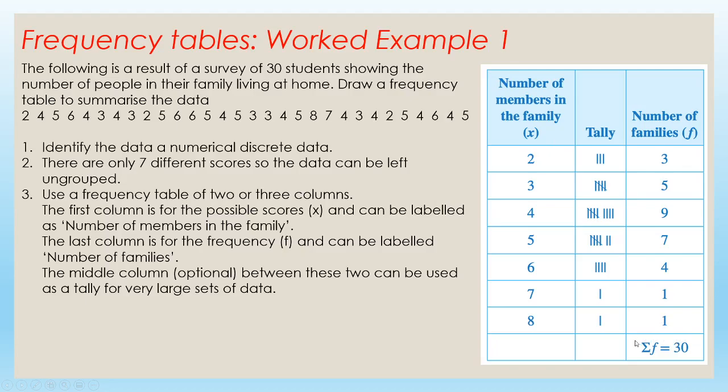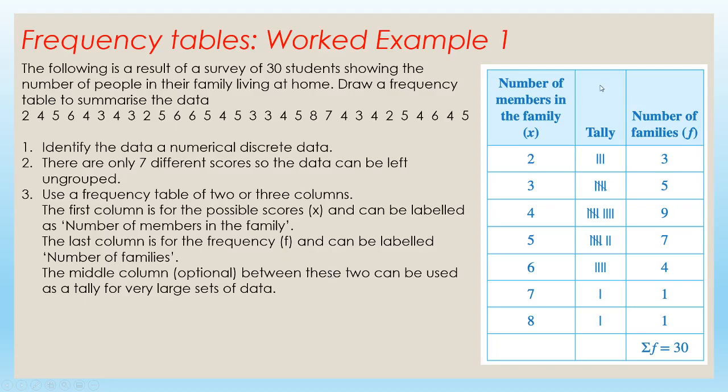Now, at the end, I've got this extra row down the bottom here. Remember how we talked about this symbol being the sum? So this is saying the sum of frequencies. We added up our frequencies here, and we see that the number equals 30. And we know that we've put all the numbers in because that 30 there is the number of students that we asked in our survey. So we know that we've marked every value into our tally.